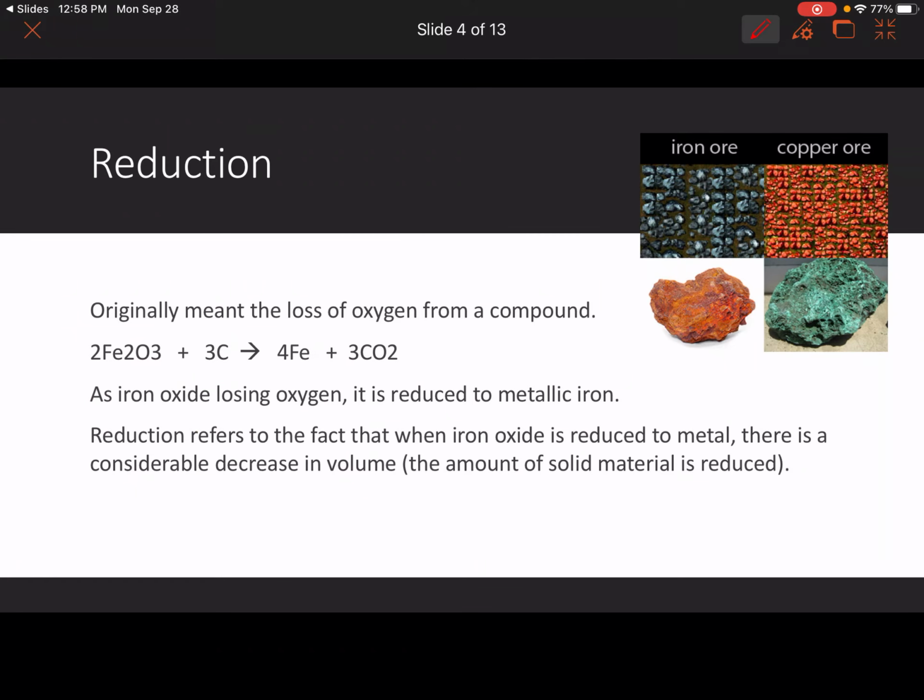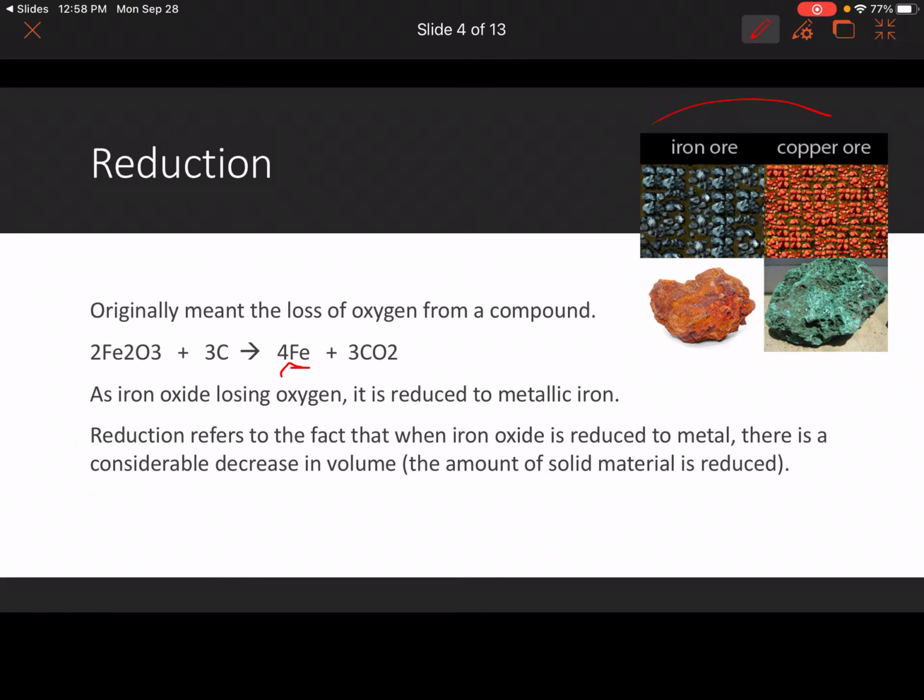Now, reduction, on the other hand, would mean the loss of oxygen from a compound. So again, here we've got our iron oxide, our iron ore, plus our carbon, for example, and then we're going to go back to the elemental iron here. So as iron oxide loses oxygen, we would say it's reduced to metallic iron. We call it reduction because when iron oxide is reduced to metal, there's a considerable decrease in volume, so you have less of it. So the amount of solid material is reduced.